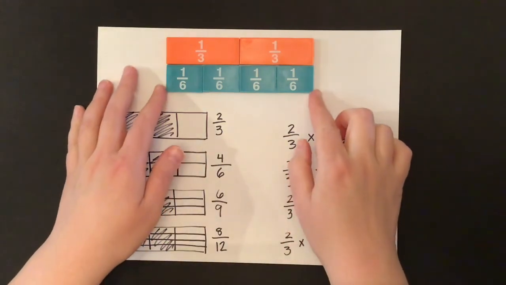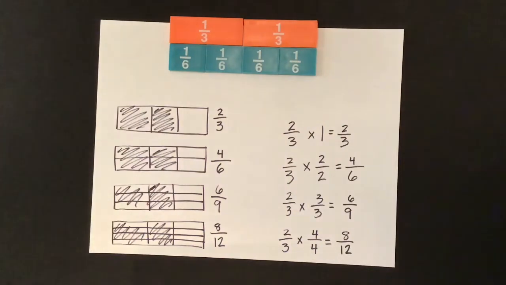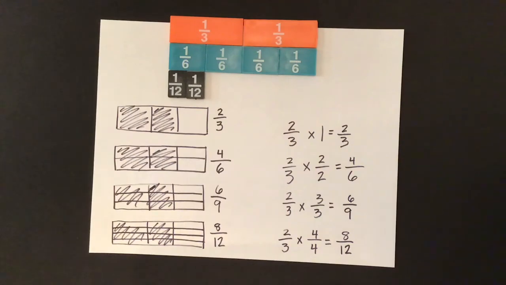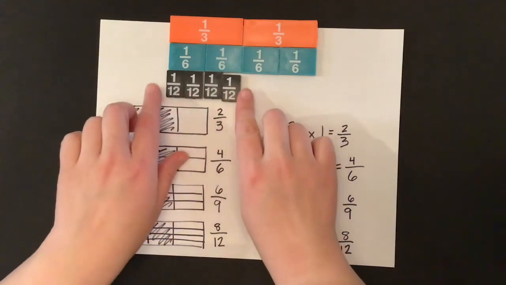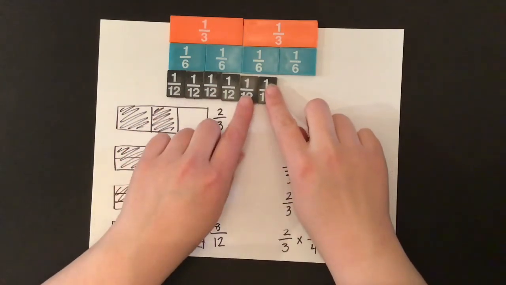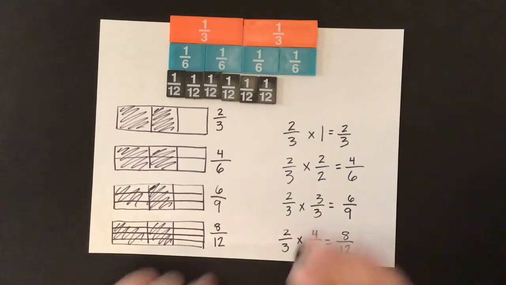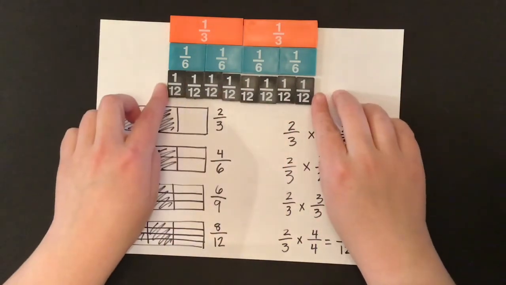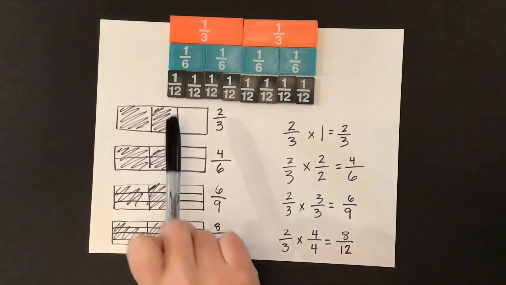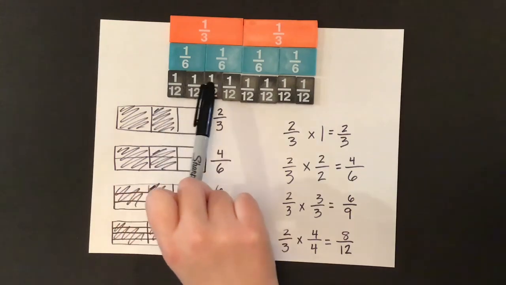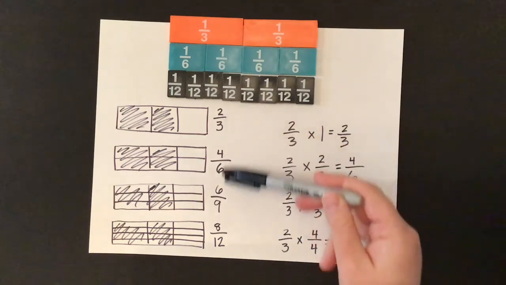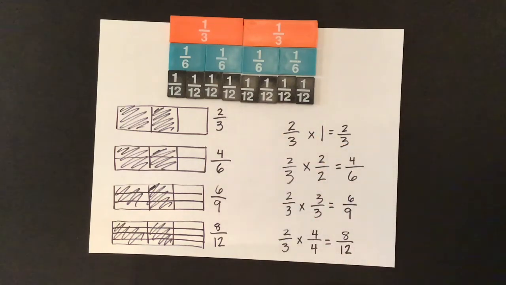And I do have 12th pieces in fraction bars, so we can even double check with the fraction pieces. And we can see that 8/12 works with our fraction bars as well. We have 1/12, 2/12, 3/12, 4/12, 5/12, 6/12, 7/12, 8/12. These fractions are all equivalent.